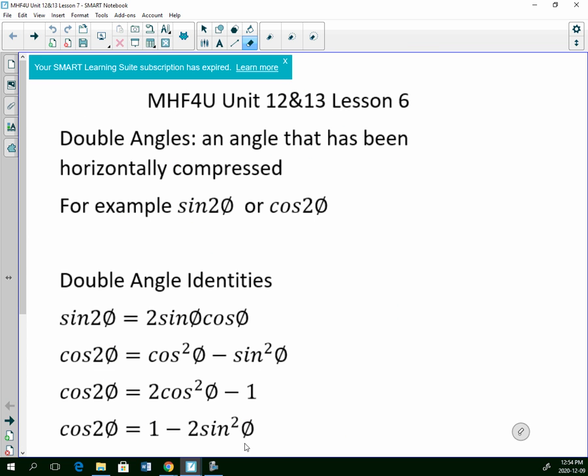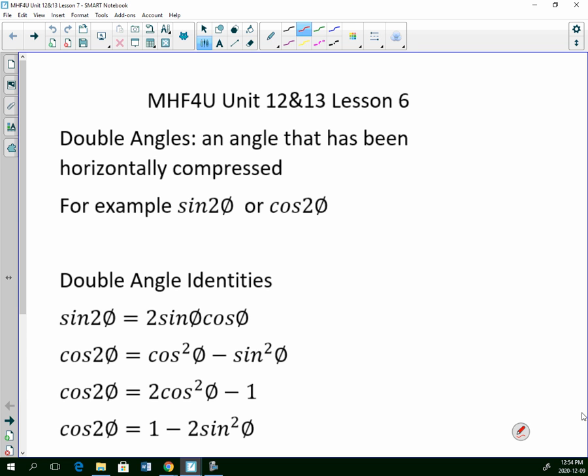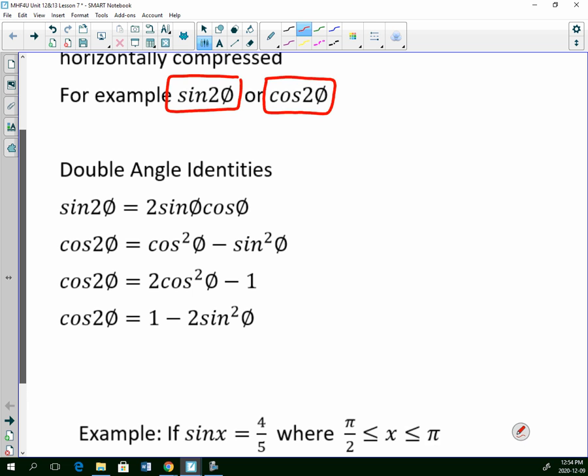So this can be a little tricky, not at the beginning, but when we're graphing. Okay, so double angles, think about double angles as an angle that has been horizontally compressed. So if I say sine 2 theta, which is called a double angle, that is the sine theta function that has been horizontally compressed by a half, and likewise with the cosine 2 theta. So we do have some trig identities that are double angle identities.